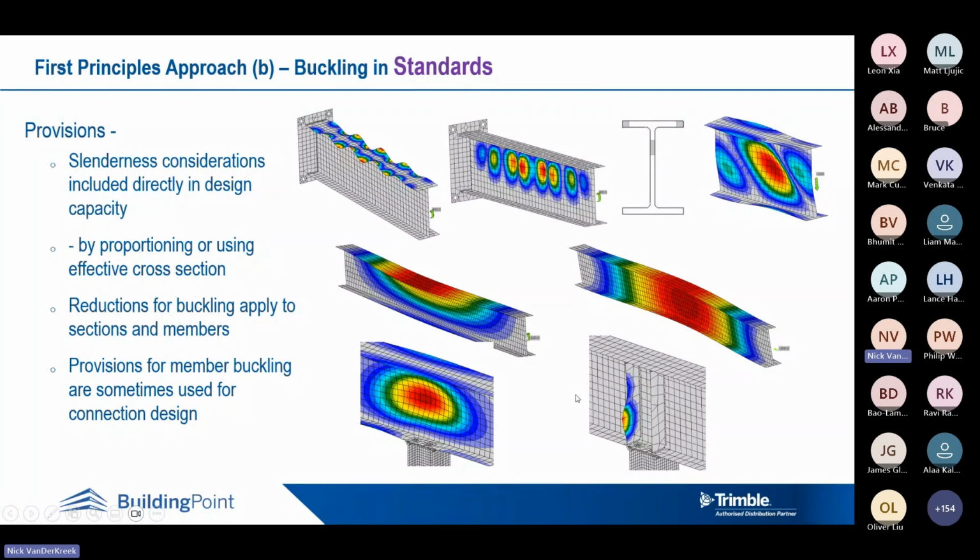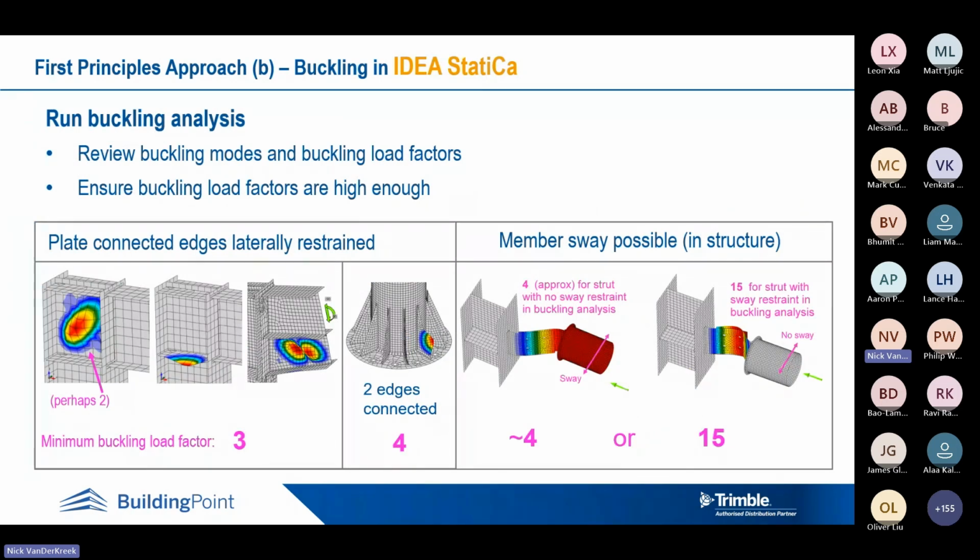So, as I say, we have these methods for establishing suitable stability in our steel designs in a conventional way. But how do we do that in Ideostatica? The way it's done is we run the buckling analysis, we review the buckling modes and buckling load factors, and ensure the buckling load factors are high enough. So that's a very simple summary, I guess.